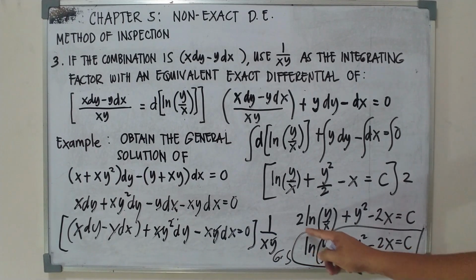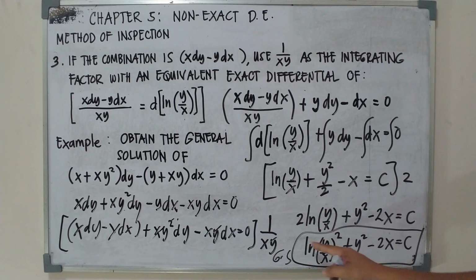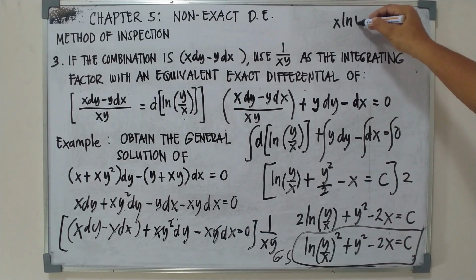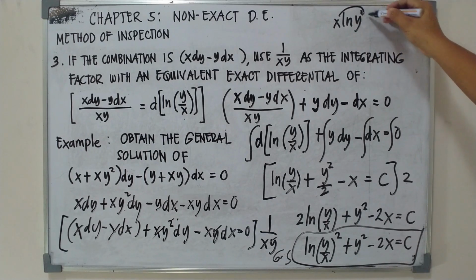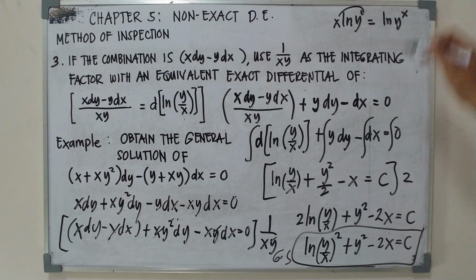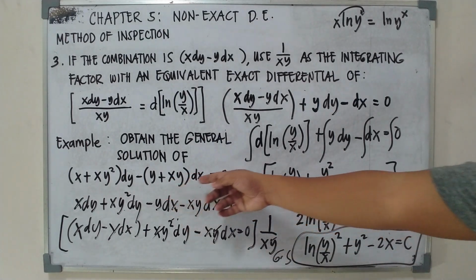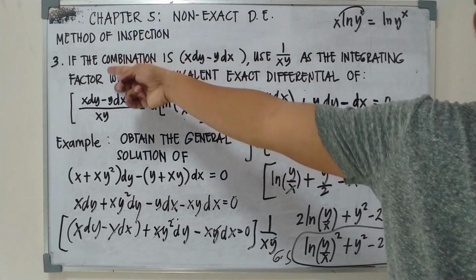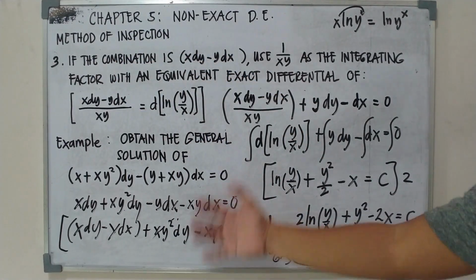Ito, ginamitin ko lang yung properties of logarithm natin. Okay? So, ang ginamit ko doon is if you have, let's say, x ln of y, ilagay mo lang to as exponent that is the same as ln of y raised to x. Same principle lang. In-apply ko dito. So, this is now our general solution dito sa example number 3 doon sa method of expression. Apply dito sa third combination. Okay? So, this is clear.